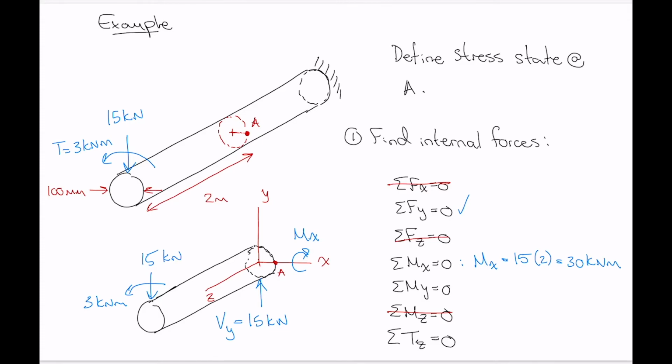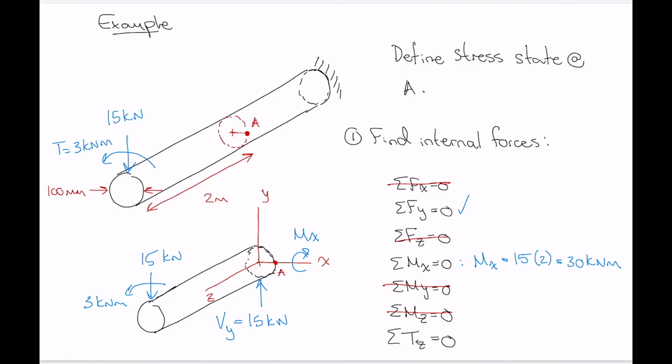So there are no applied moments about the y-axis from the applied loads, so no internal moment about the y-axis. The moments about the y-axis are already balanced, equal to 0, so we don't have to worry about that. Torques about the z-axis, this one's easy, right?